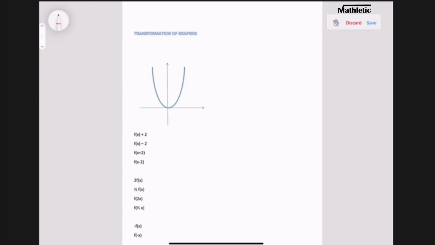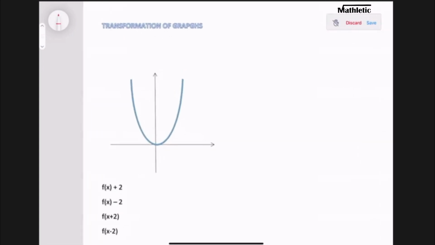Transformation of graphs. To transform any given curve or graph, you need to know some of the rules. Suppose this is my basic curve, y equals x squared, a quadratic equation, and I need to transform this graph into something else. The shifting of the curves can be horizontal or vertical.